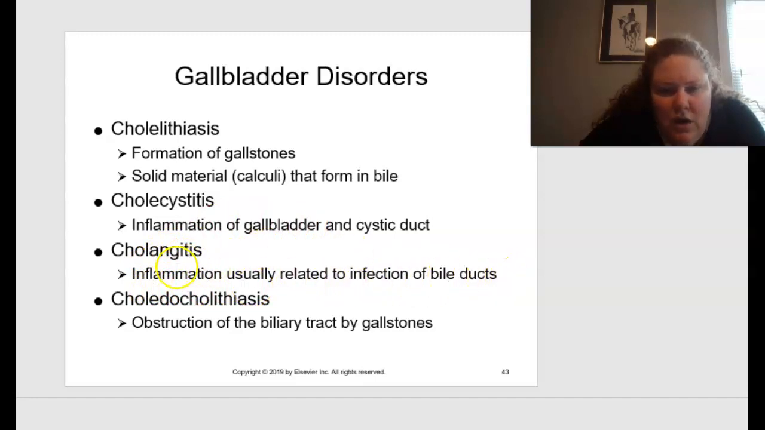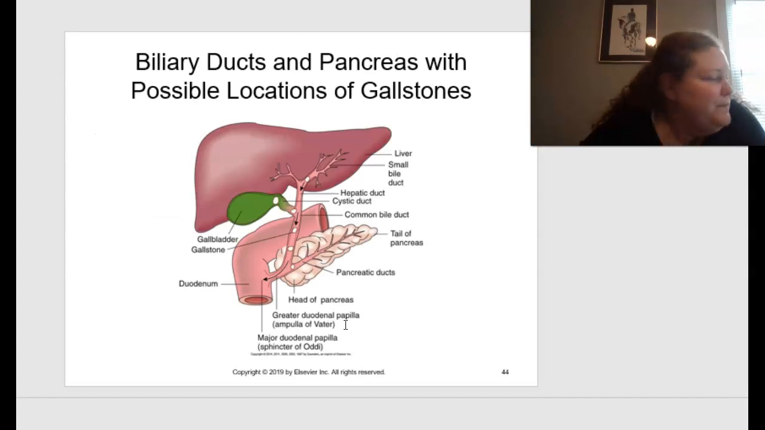And then you have choledocholithiasis, and this is the obstruction of the biliary tract by gallstones. Sometimes you know how your tongue gets twisted on things. Usually I know how to pronounce these things, but apparently my tongue does not want to pronounce that one.